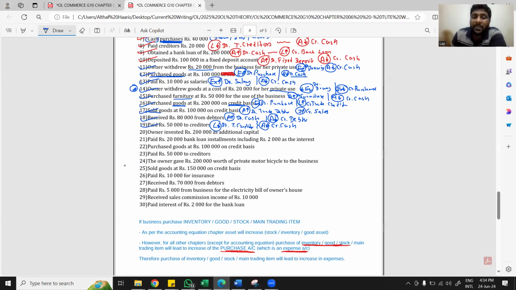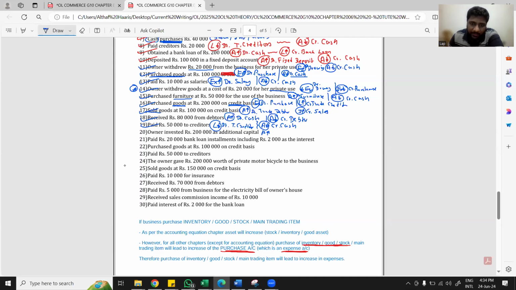Owner invested 200,000 additional capital. So if they tell like this, normally the owner is investing money, nothing else. He is not investing a land. He is not investing a car. He is not investing a van. He is giving, bringing money to the business. So our money is increasing, cash is increasing, asset increases.